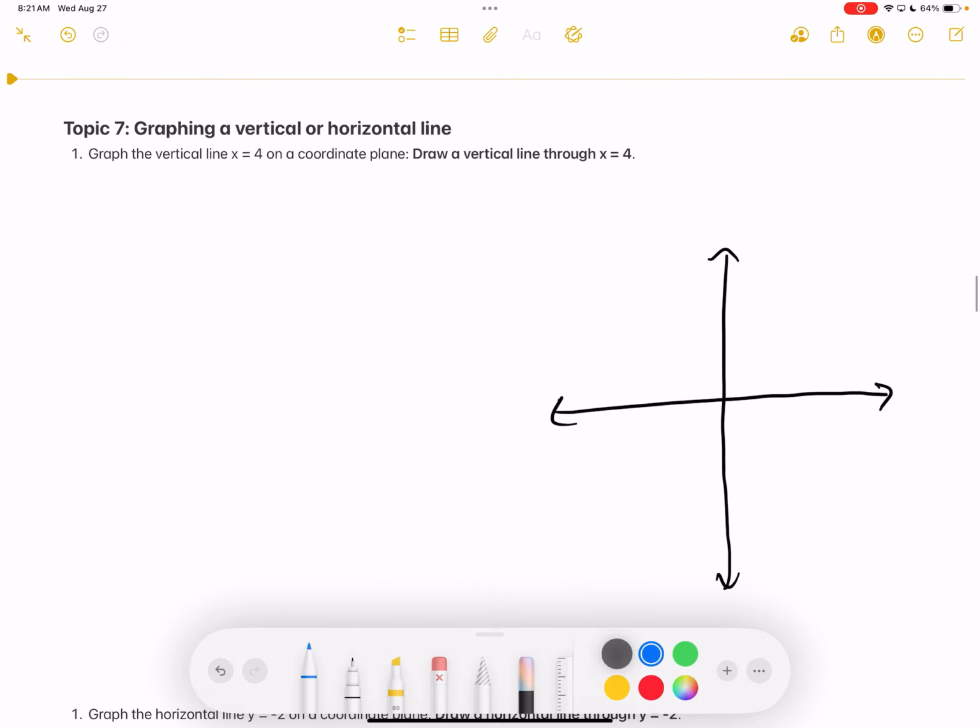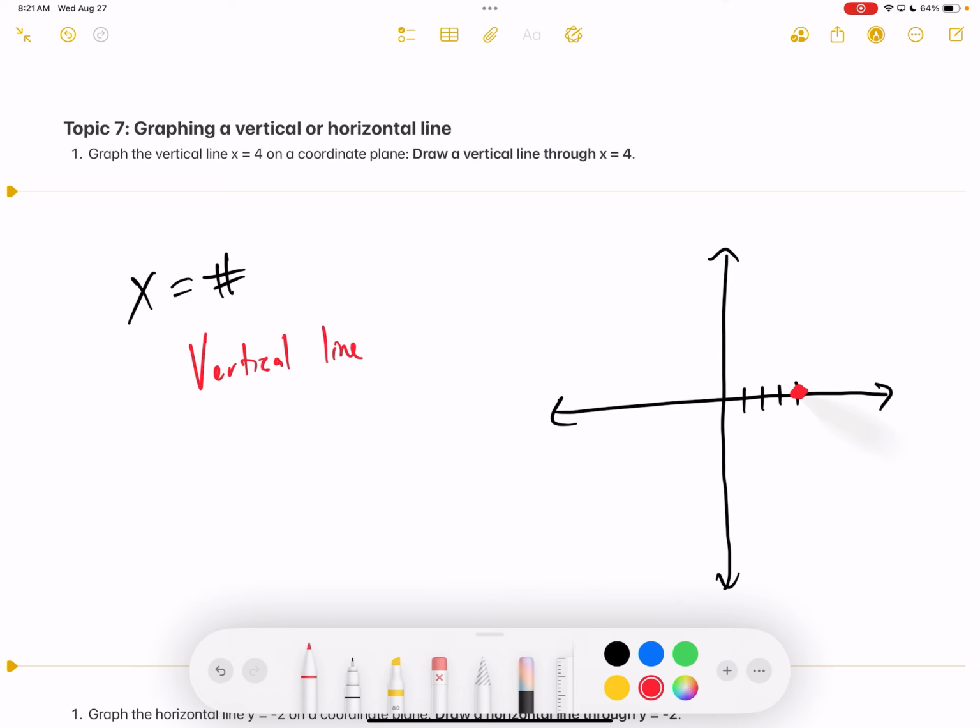All right, the weird ones, when you have x equals a number, anybody remember what kind of line it is? It is a vertical line. The way you remember that is, if I go x equals 4, it doesn't really make sense to draw it this way. What this is actually saying is it does not matter what y is, x is always equal to 4. If y was 10, x would be 4. If y was negative 10, x would be 4. It does not matter what y is, x is always equal to 4.